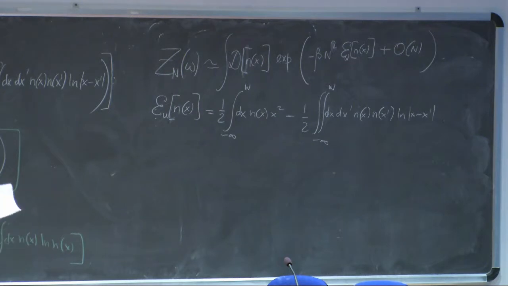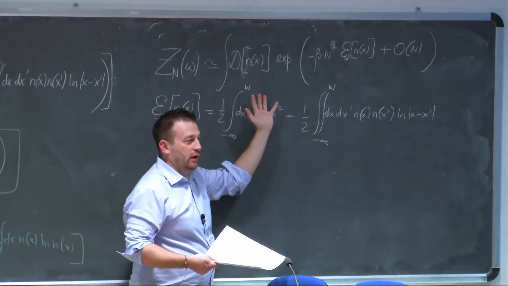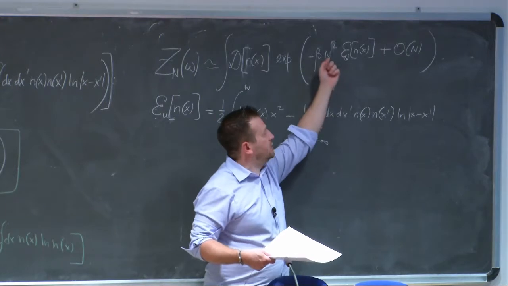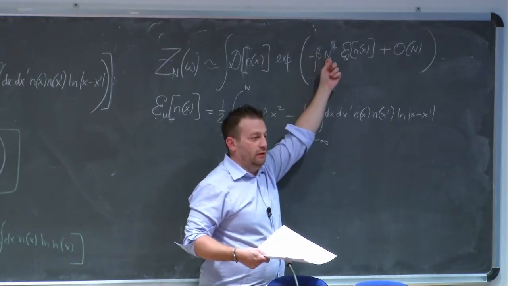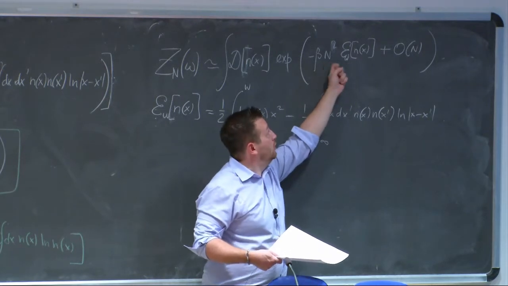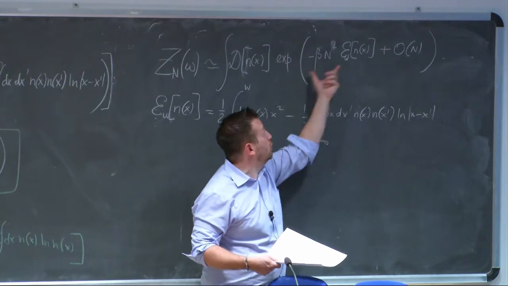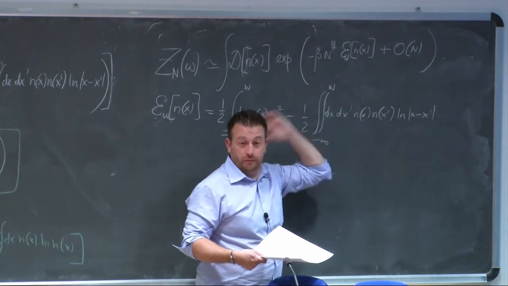Now, you tell me what we do with this. We have a standard functional integral with an action that scales with n squared. So what is the most probable configuration, n star of x, that gives the largest contribution to this integral?